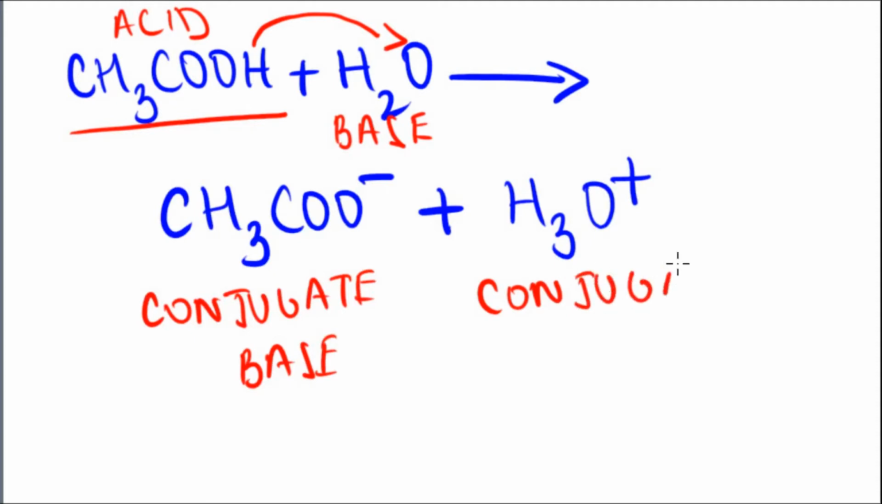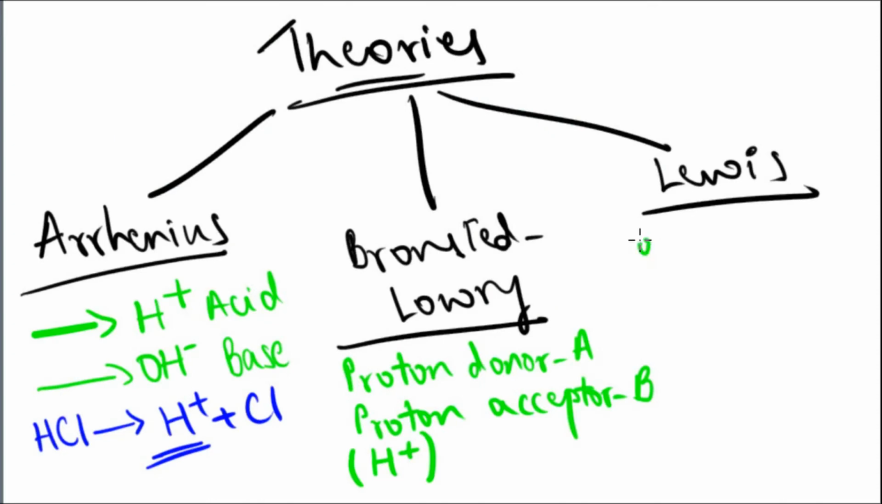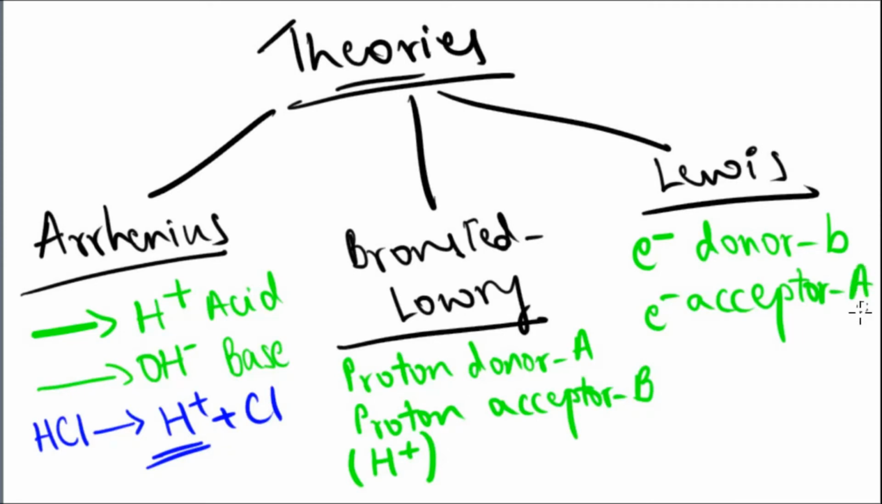And the water will be the conjugate acid of the base, and the hydronium ion will be the conjugate acid of the water. Now, the stronger the acid, the weaker its conjugate base, and vice versa. Then we can go on to the Lewis definition, which says it's to do with electrons. They say that acids are electron acceptors, which is the opposite of what Bronsted-Lowry said, but in terms of electrons. And electron donors are bases.